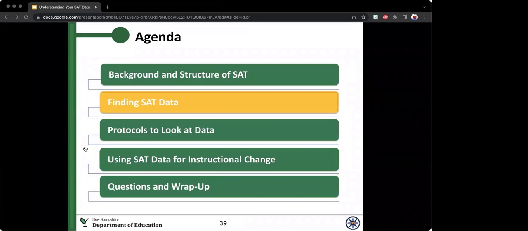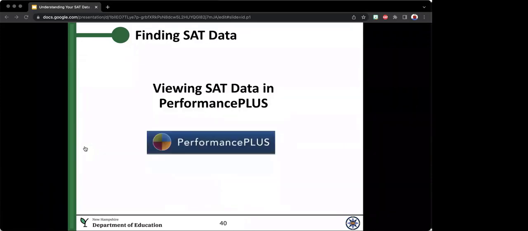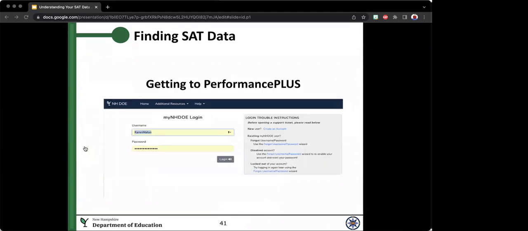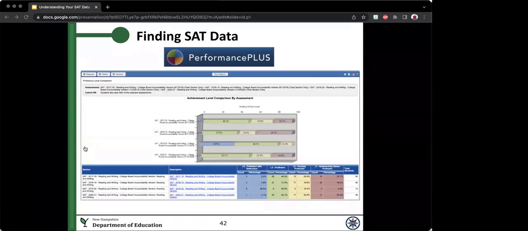Okay, so we're going to talk about where you can find your SAT data. One place you can look would be in Performance Plus. You would log into Performance Plus. This is the main page. Once you get in there, you can see overall scores alongside any local assessment data, such as midterms, finals, whatever it might be. Your SAT data is uploaded into P+ every spring after SATs, and you can look at these longitudinal reports overall in math or the ELA sections. And again, if you have other data in here, you can see that in comparison to the SAT data.